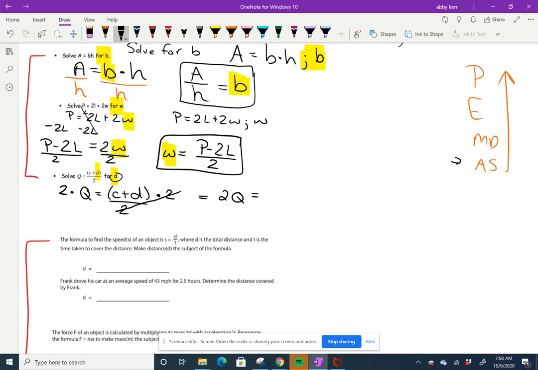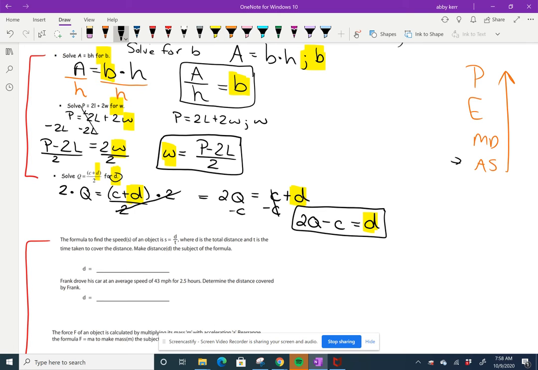And now that the C and the D are no longer really grouped together in the numerator, you don't need to have parentheses. So let's go back to the problem. I'm looking for D, so I have to get rid of what's on that side. In this case, I have to get rid of the C value. Now Q and C are two different letters, two different variables, so I'm just going to rewrite them. And now I have D isolated, and that's exactly what I was looking for.